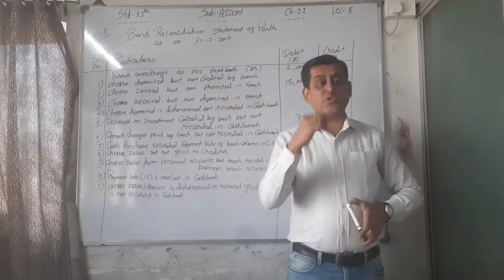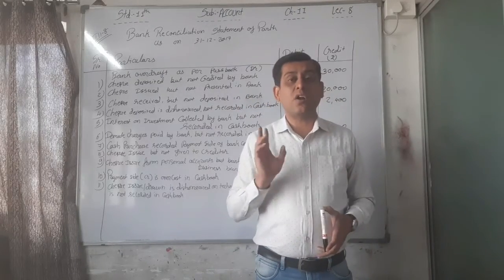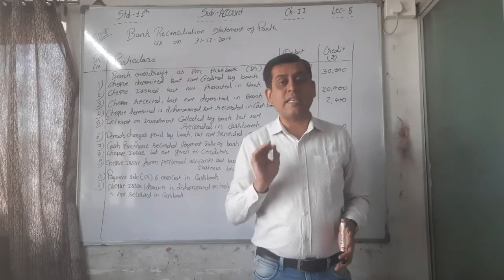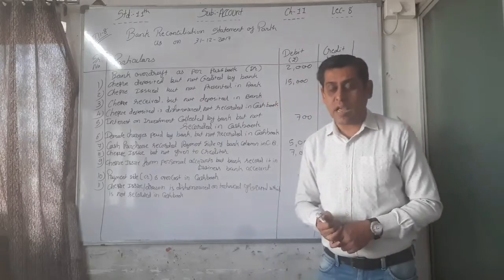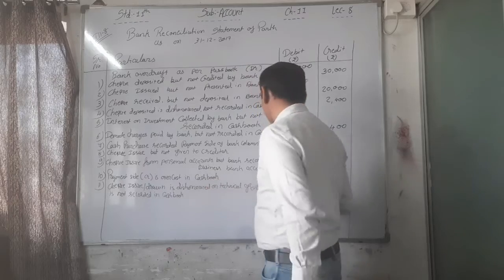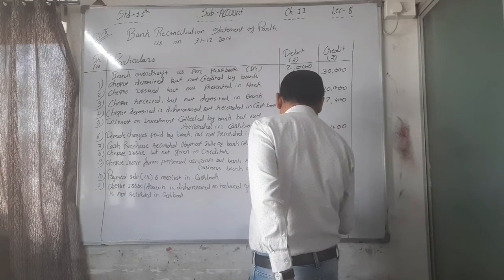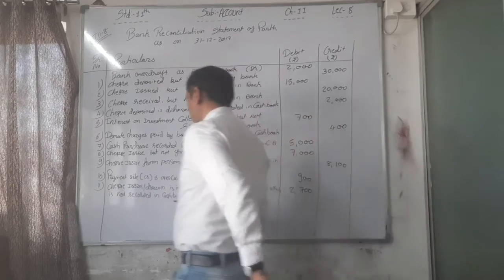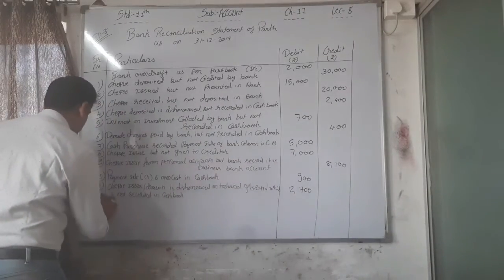Dishonored means what? Cheque issued, not presented or not debited by the bank. That's why it is a debit, that means debit. So here debit it, 2,700 debit.